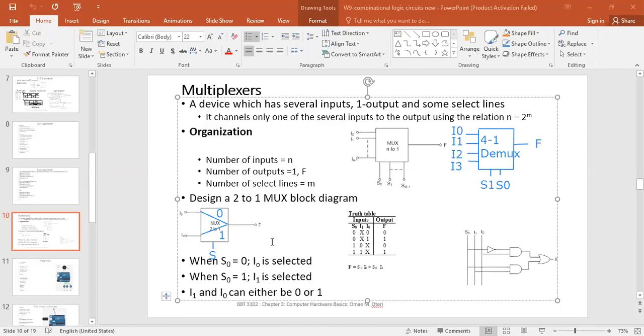In the second one, since there are two S's, can we say when S1 is 0, I0 is selected, and when S1 is 1, I1 is connected? Or will both of them be selected, if S1 is 0 or 1, then S0 is 1, then I2 and I3 are connected? I don't think that's correct. We are using the two combinations. Please know that the two, S1 and S0, are combined together. They are not separate. You have to give a combination.